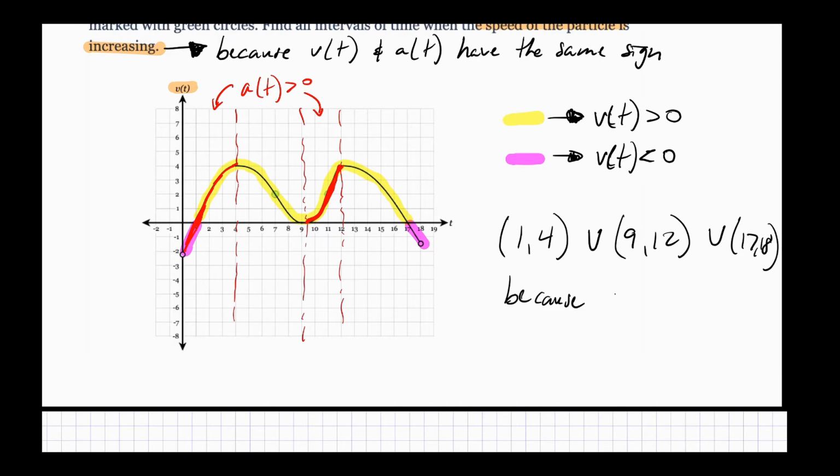Because V of t and A of t have the same sign. Because they have the same exact sign.